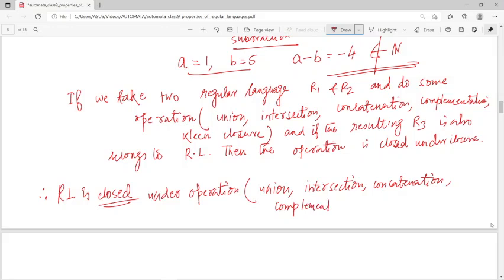complementation, Kleene closure. Now the thing is that we will prove it approximately.